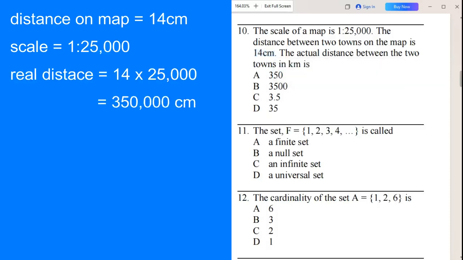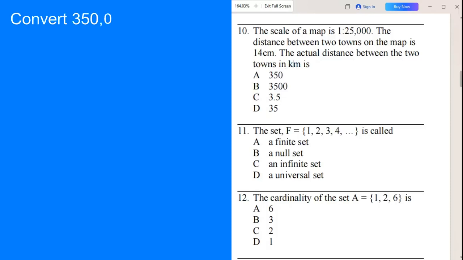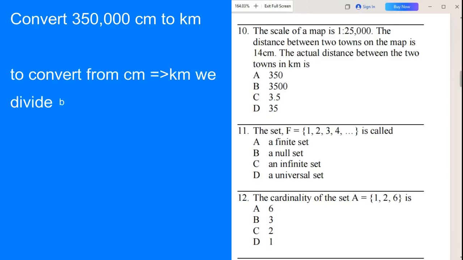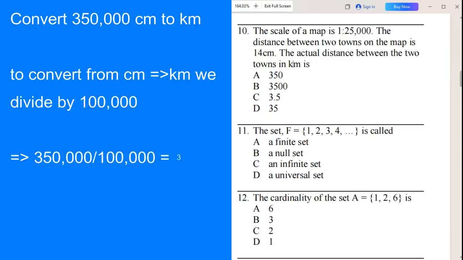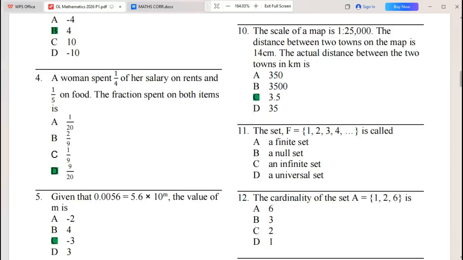which gives us 350,000 centimeters. Now let's take note that the question asks for the distance in kilometers. So you have to convert 350,000 centimeters to kilometers. To convert from centimeters to kilometers, we divide by 100,000. So 350,000 divided by 100,000 is equal to 3.5 kilometers, which is C for question 10.